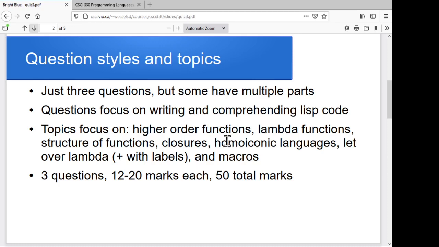It's going to be 3 larger questions, 12 to 20 marks each. And 50 total marks. So usual ideas, again, probably the best practice is to work on the current lab before attempting the quiz because the material does overlap fairly heavily.